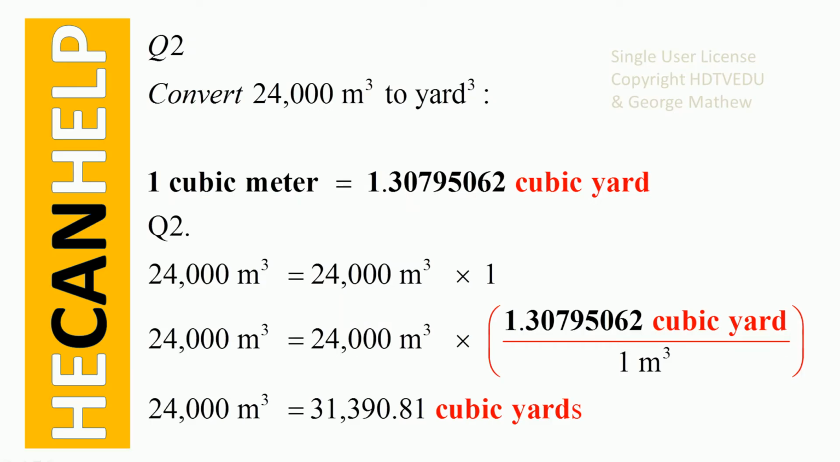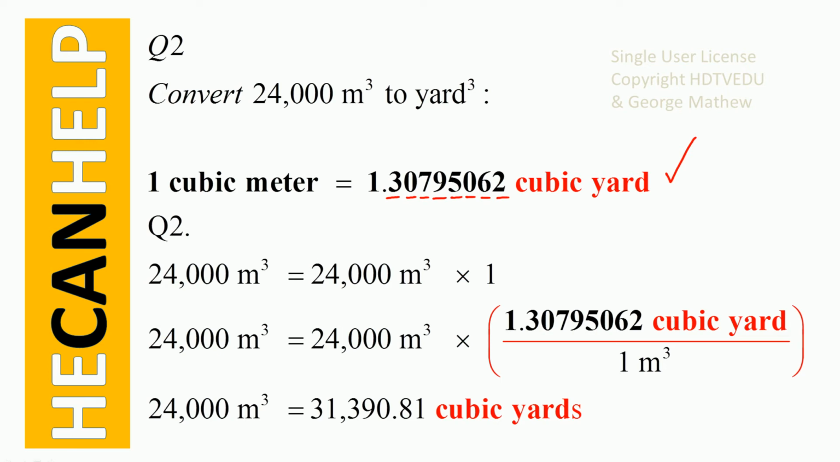Question number 2 is, how do we convert from cubic meter to cubic yard? So we need the conversion, and for the conversion we have 1 cubic meter is equal to 1.3079562 cubic yard. If I know the conversion, then it becomes a little more easy.